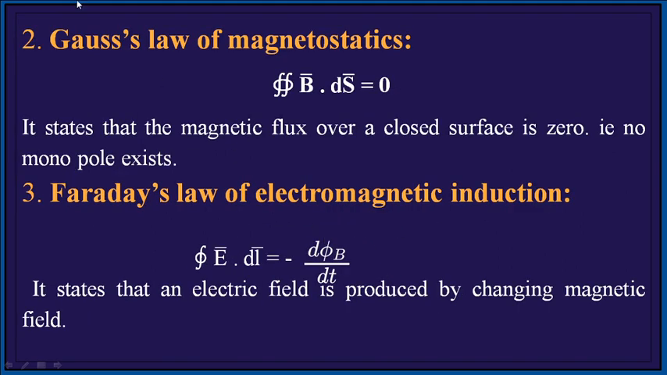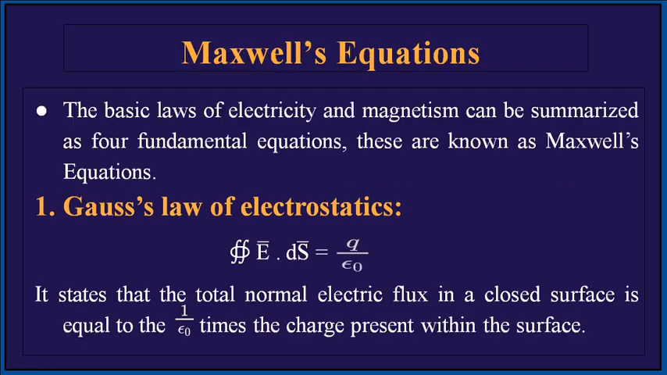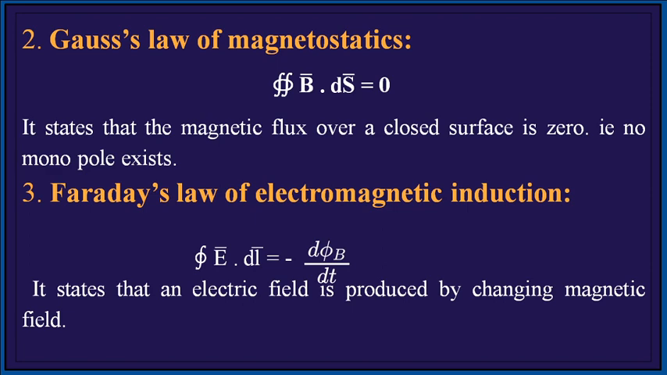And the second equation is taken by Maxwell from Gauss law of magnetostatics. So this is also related to flux, but it's magnetic flux. It states that the total magnetic flux over a closed surface is 0. See, the total electric flux is not 0; it's 1 by epsilon naught times the charge present within the surface, but the total magnetic flux is 0, because there is no monopole in magnetism.